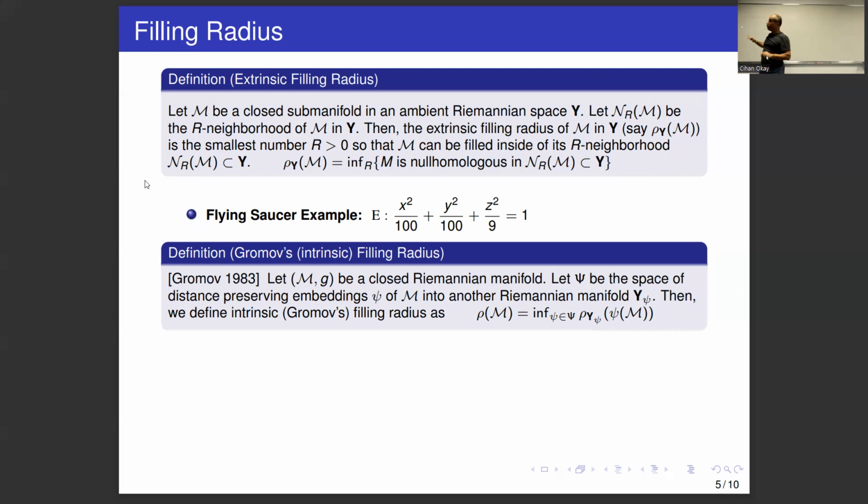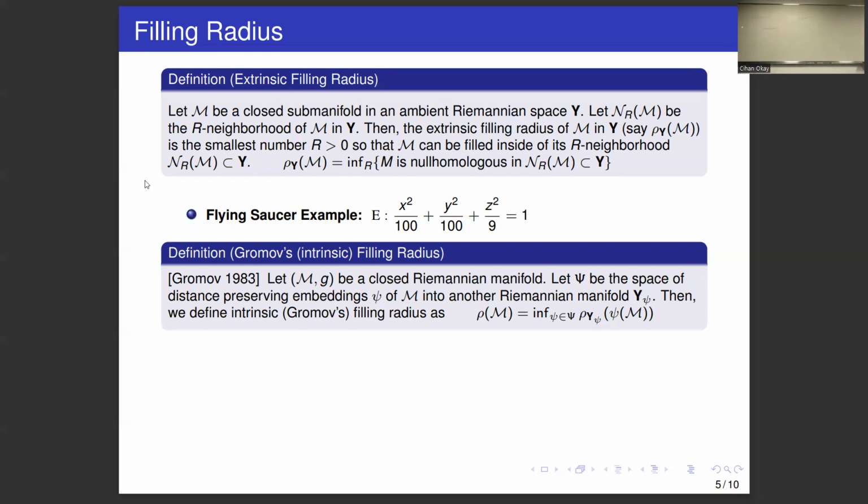This is distance preserving. And look at the R-balls around M inside Y, and the smallest R is going to be its filling radius for Y. And for all such manifolds, take the infimum. For all such distance preserving embeddings, take the infimum. This is Gromov's filling radius.